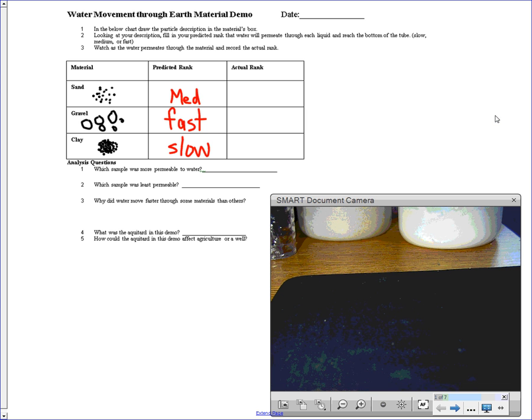Now, let me ask you this: when we talk about the water moving through the particles, what are we talking about? What's that moving through? The ability to pass through. What is that called? Permeability. Permeability. So that's why I use the word watch as the water permeates through the material. So let's start off with sand.